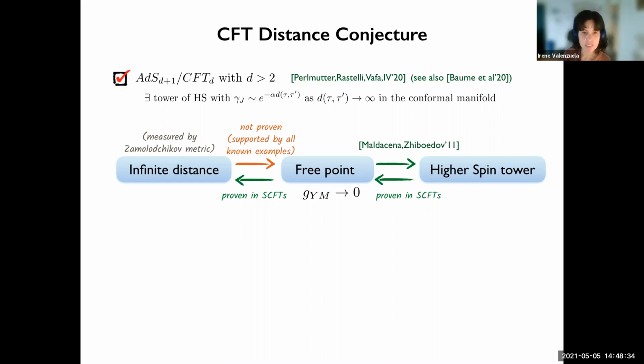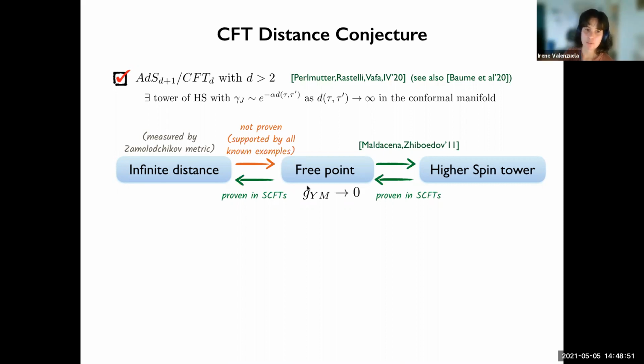And here, what we found is that it seems that at every infinite distance limit in the conformal manifold, the tower is always a higher spin tower. It's always made of higher spin fields.